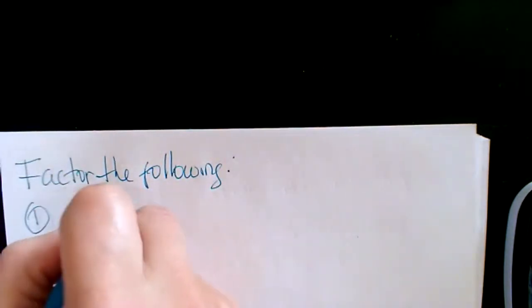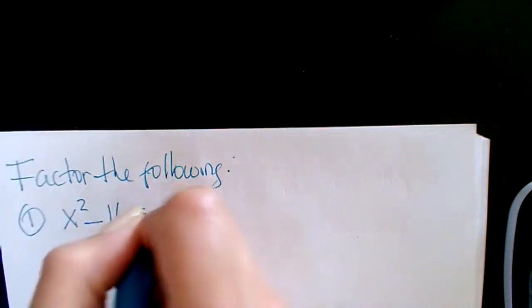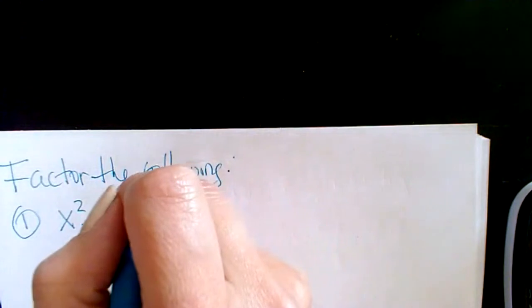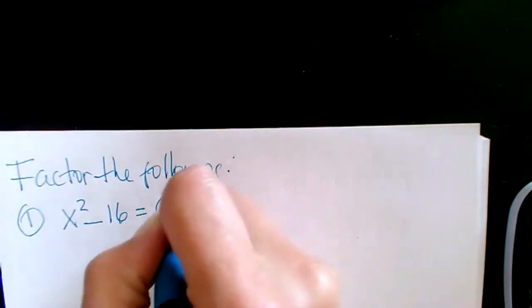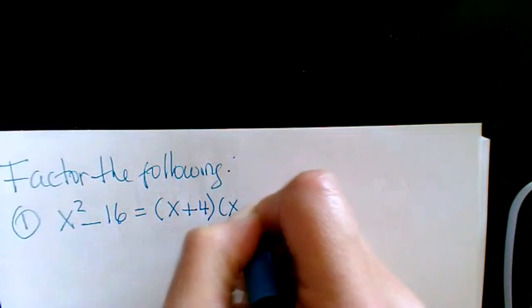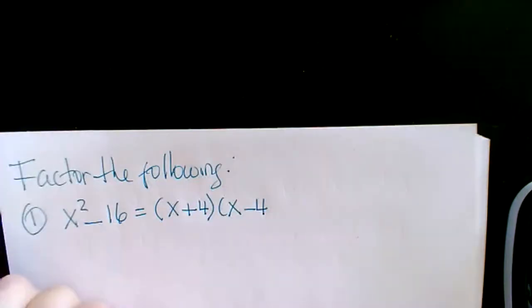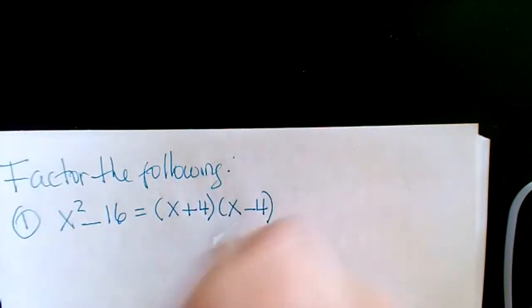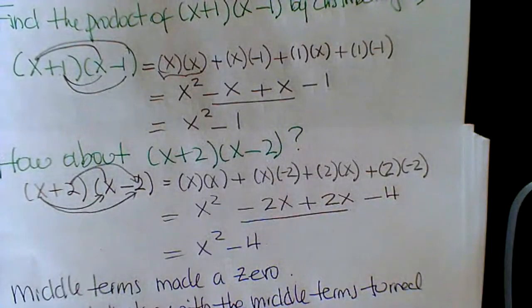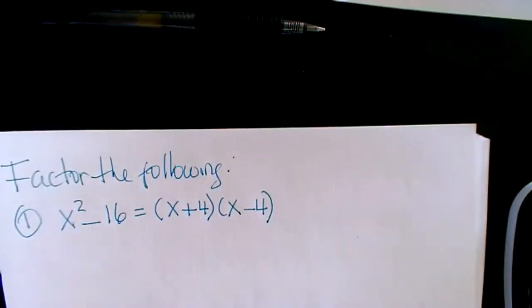So the first one is going to be x squared minus 16. So this is what? This is going to be x plus 4 and x minus 4. They look like this one. They don't have a middle term.